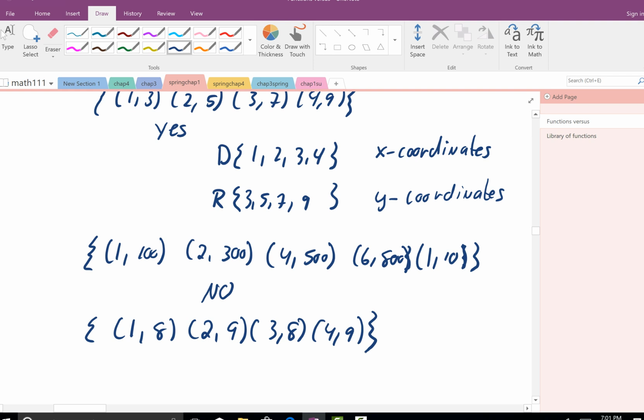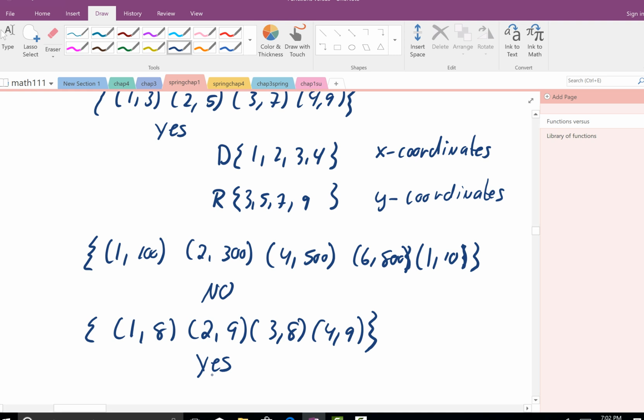Function? Okay, a little tricky because we got 8s and 9s, but we're not looking at those. They can repeat. That's all right. It's the x's that you want to look at. See how this one had a 1 and a 1, so we already picked that up. Okay, this is yes. All right, it's okay.